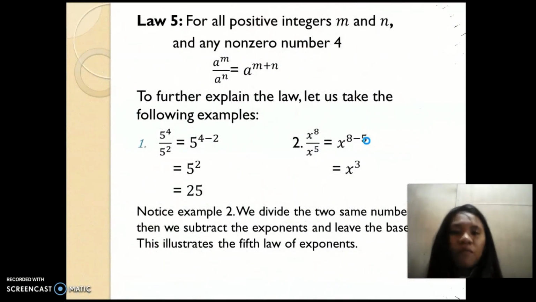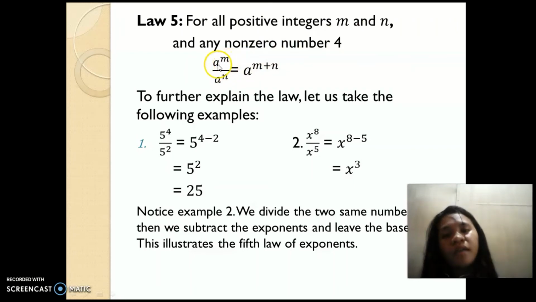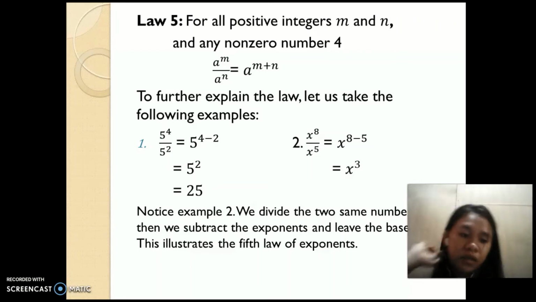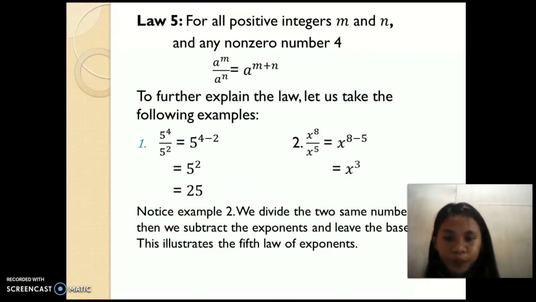Law number 5: for all positive integers m and n, and any non-zero number a, a raised to m over a raised to n is equal to a raised to m minus n. It looks like law number 2, they are similar. To further explain the law, let us take the following example.